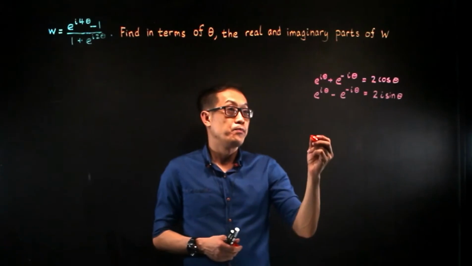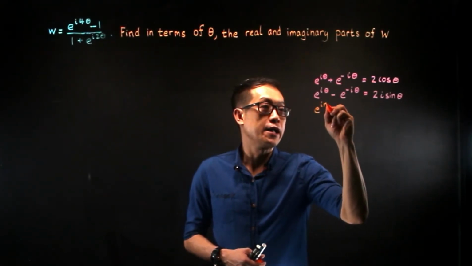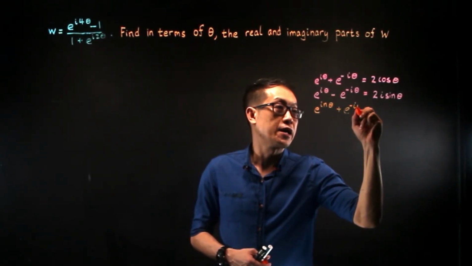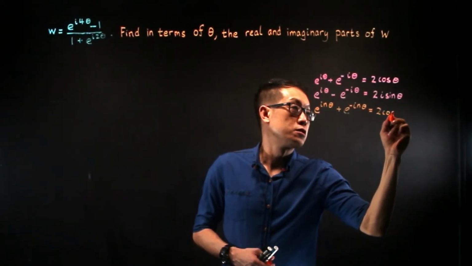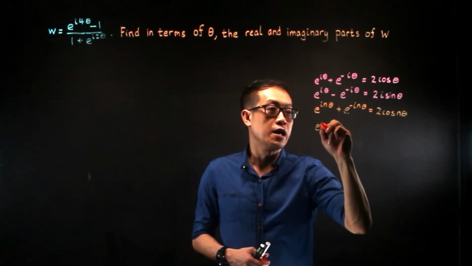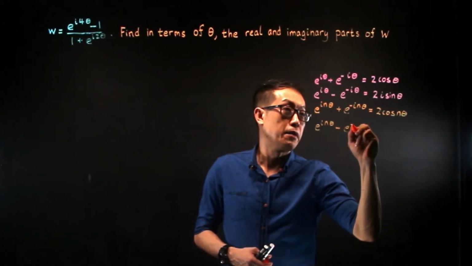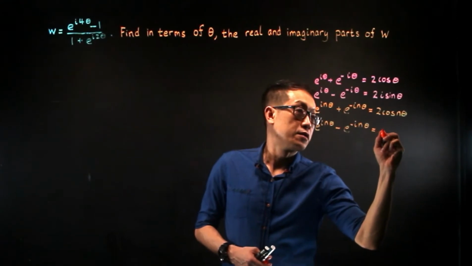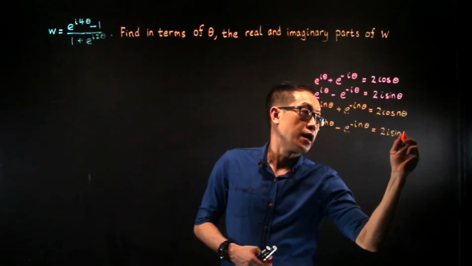Now how about e^(inθ) plus e^(-inθ)? You get 2 cos nθ, and e^(inθ) minus e^(-inθ), you get 2i sin nθ.